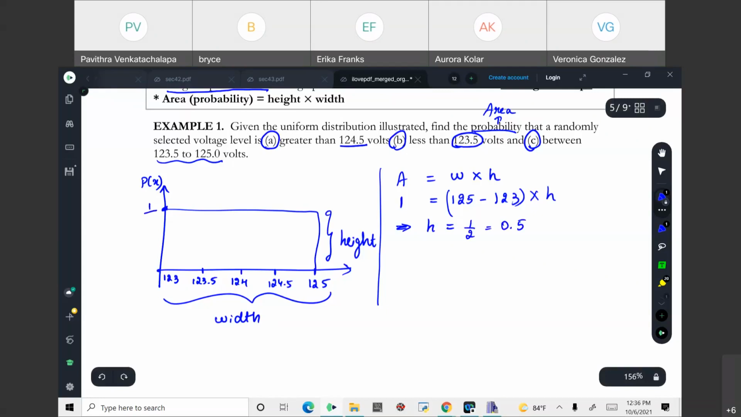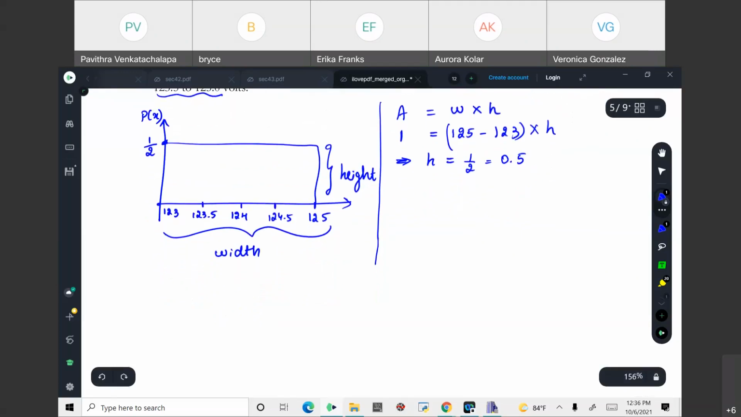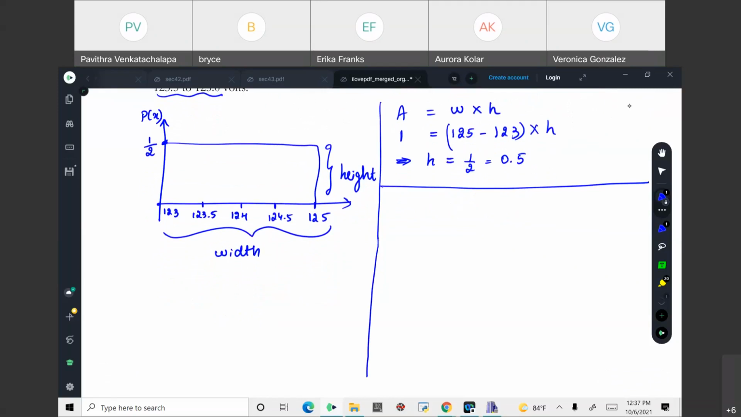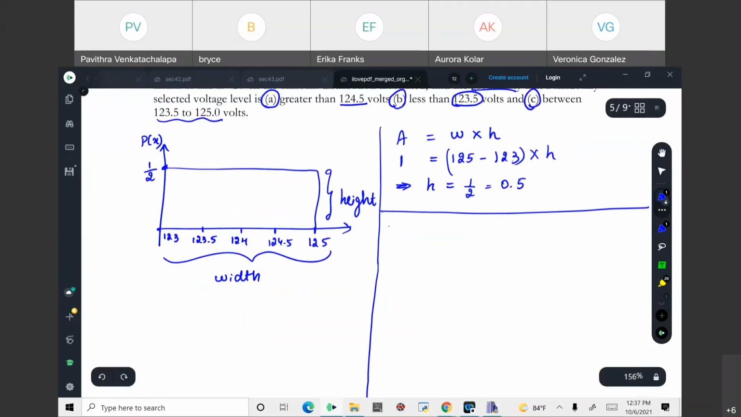Now I will mark this half here. Fine. Now what should I find? I know what is height, what is width. I know the total area. Now they're asking us to find 3 things. When the x is greater than 124.5. So 124.5 to 125. So this area, I need to find the area of this portion.